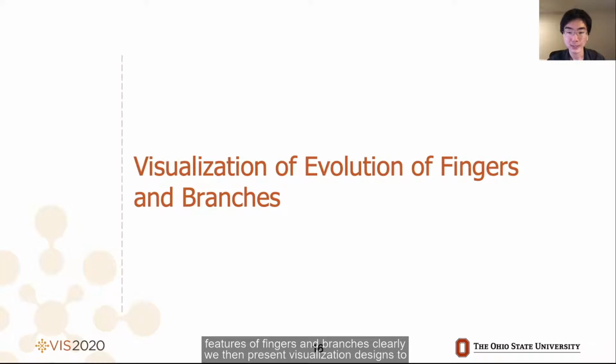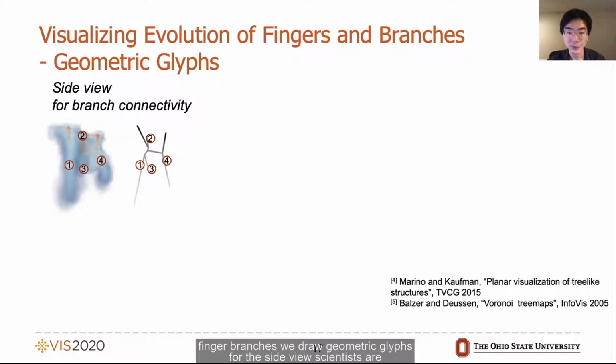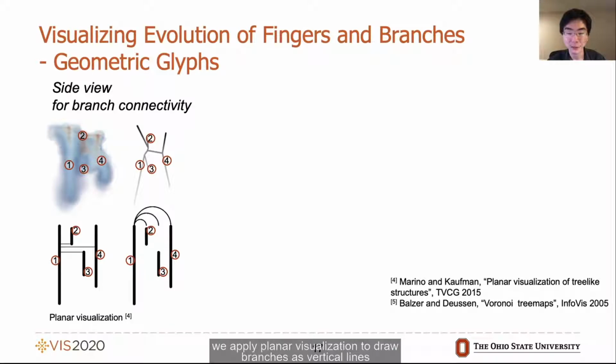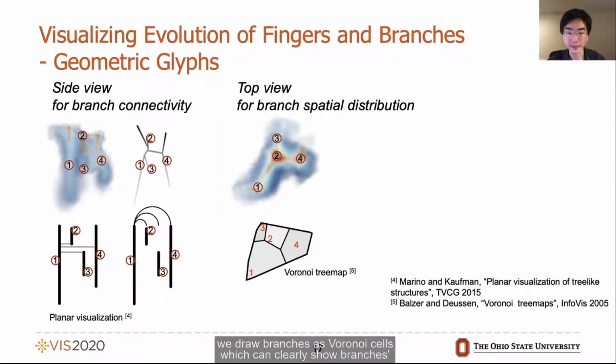We then present visualization designs to check time-varying fingers and branches. To visualize the characteristics of finger branches, we draw geometric glyphs. For the side view, scientists are interested in the connections between branches. We apply planar visualization to draw branches as vertical lines and draw connections between branches as horizontal lines. For the top view, scientists are interested in the spatial distribution of branches. We draw branches as Voronoi cells, which can clearly show branches' positions and visualize the sizes of branches in space.